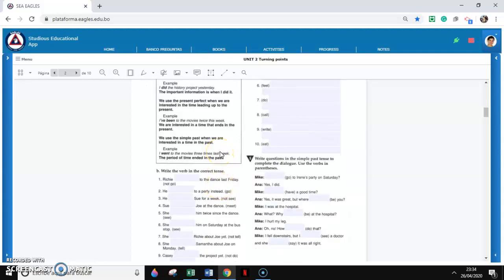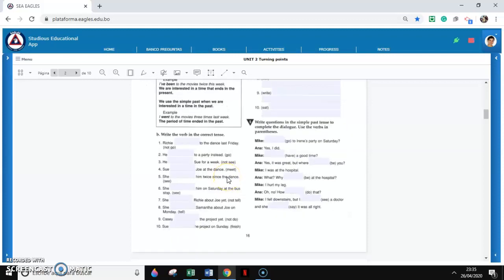So basically we use the past simple tense to talk about actions that are finished in the past, and we use the present perfect tense to talk about actions that haven't finished.